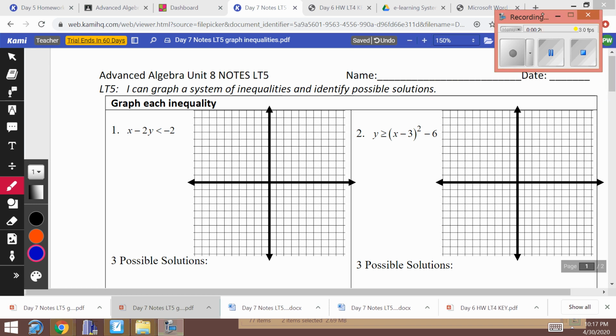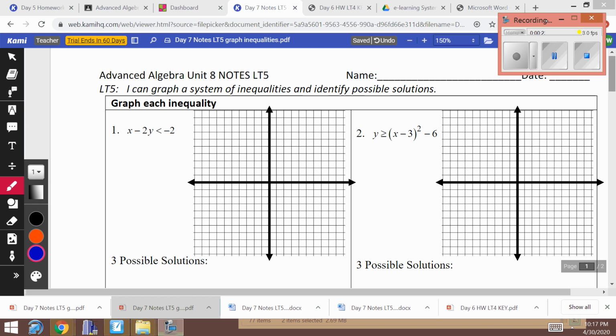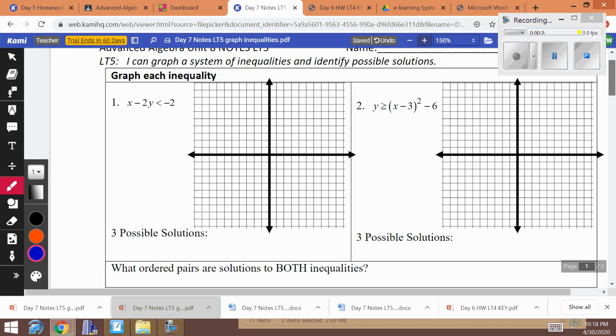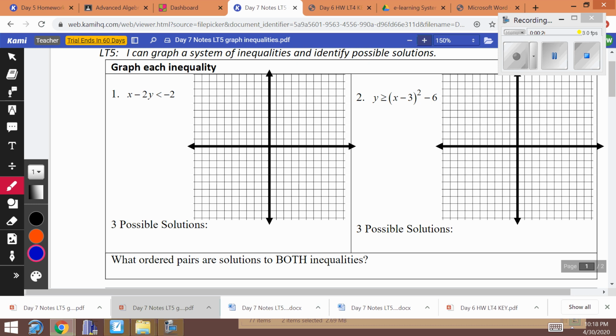We have graphed inequalities before. We just haven't graphed systems of inequalities before. So to start off, we're going to do a quick review of how to graph an inequality. First one is a linear inequality. These we did first semester.